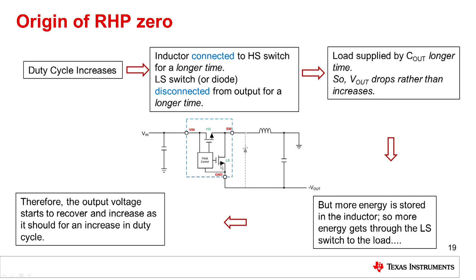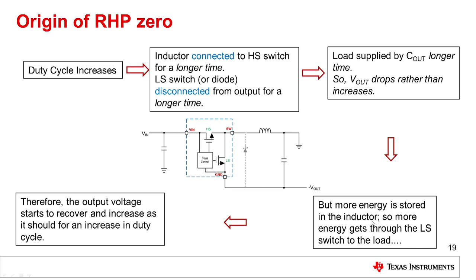The low side switch, therefore, is off for a longer amount of time, and therefore the output is actually disconnected from the inductor and from the input for a slightly longer amount of time when the duty cycle increases in a buck boost. Now, with the load isolated from the rest of the converter, the output capacitor has to supply the load. So if it has to supply the load for a slightly longer time during the cycle, the output voltage is naturally going to droop rather than increase.